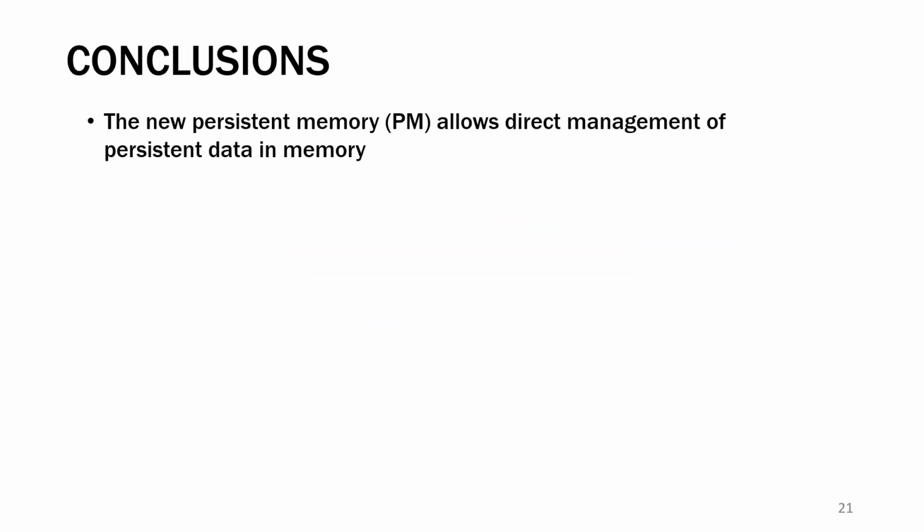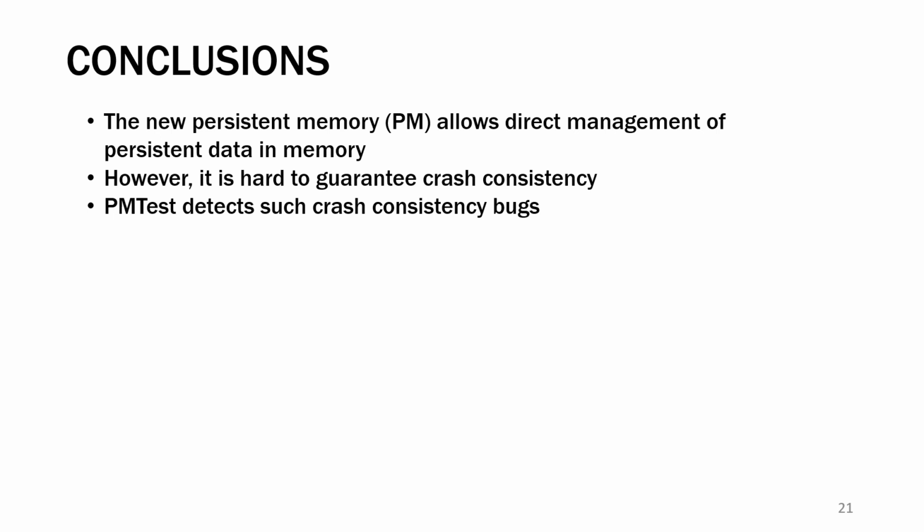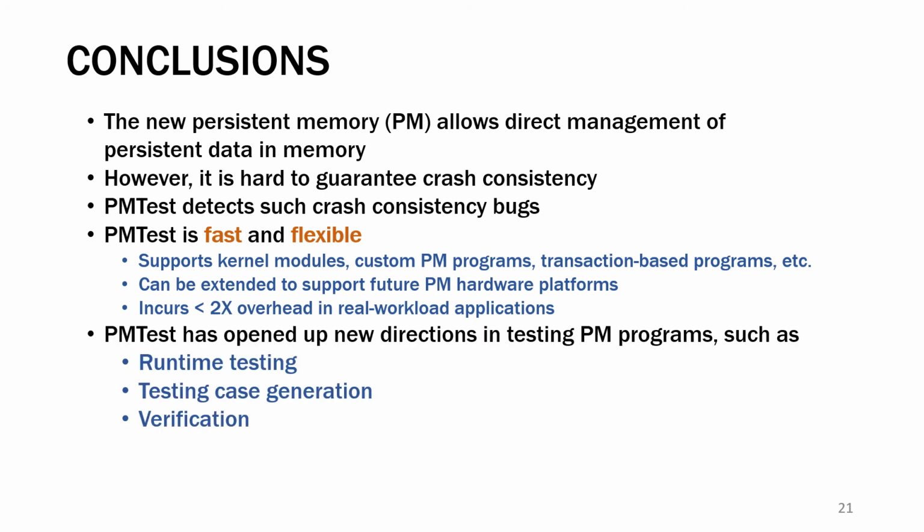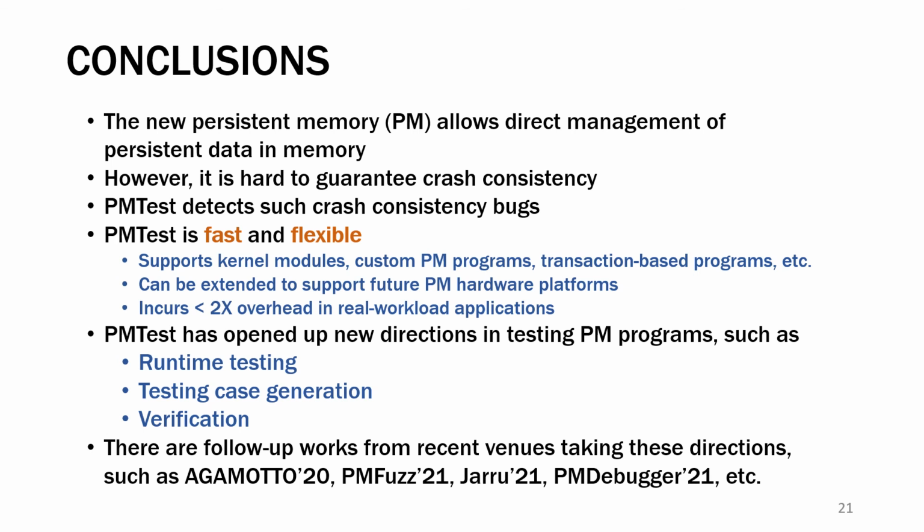Finally, I'd like to summarize this work. The new persistent memory allows direct management of persistent data in memory. However, it is hard to guarantee crash consistency. So we developed PMTest, a tool that detects such crash consistency bugs. PMTest is not only fast, but also flexible. It supports different types of software systems, and it can be extended to support future persistent memory hardware platforms. It only introduces less than 2x overhead in real-world applications. PMTest has opened up new directions in testing persistent memory programs, such as runtime testing, test case generation, verification, etc. We are glad to see follow-up works from recent venues that take these directions.